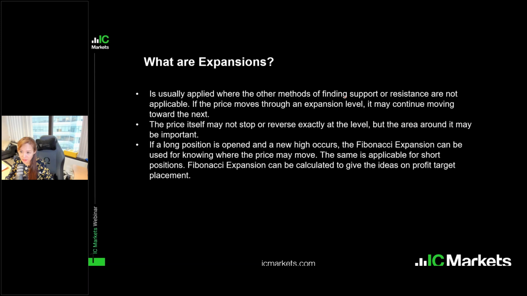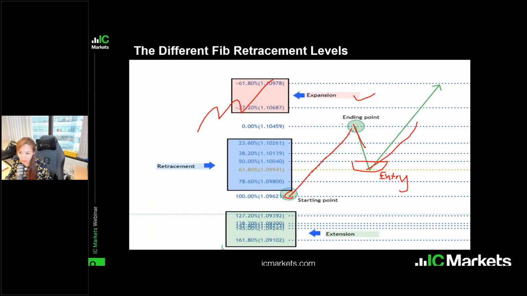This is how we find support or resistance where the price moves to the expansion level, meaning that price moves below 0%, which is the ending point. Also, if you use a long position and you couldn't find the new high, I go back to this one. This is your recent high, right? Price on an uptrend has your recent high.